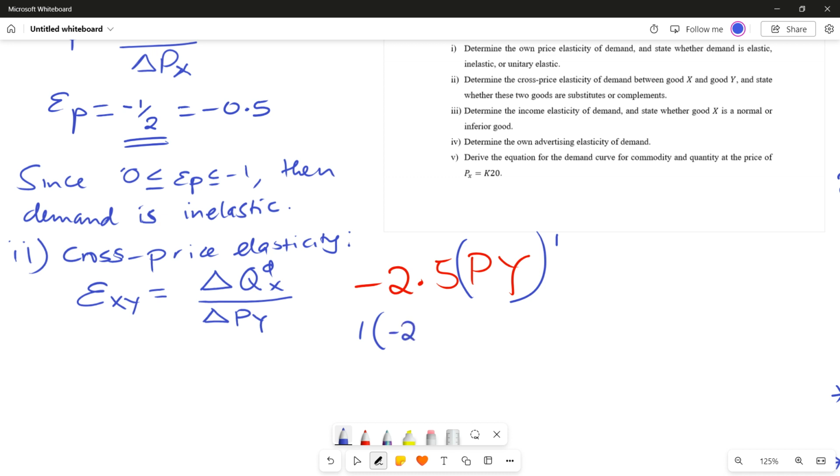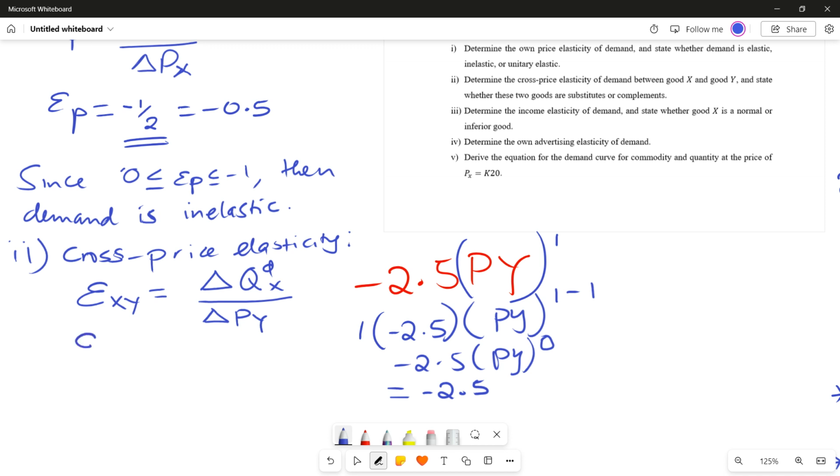We multiply it by minus 2.5, we multiply this by Py, and then from the power of Py, we remove a 1. So this will be minus 2.5 multiplied by Py, but now our Py is raised to the power 0. Anything raised to the power 0 is exactly equal to 1. So our answer will just be minus 2.5. Therefore, our cross price elasticity between X and Y is negative 2.5.